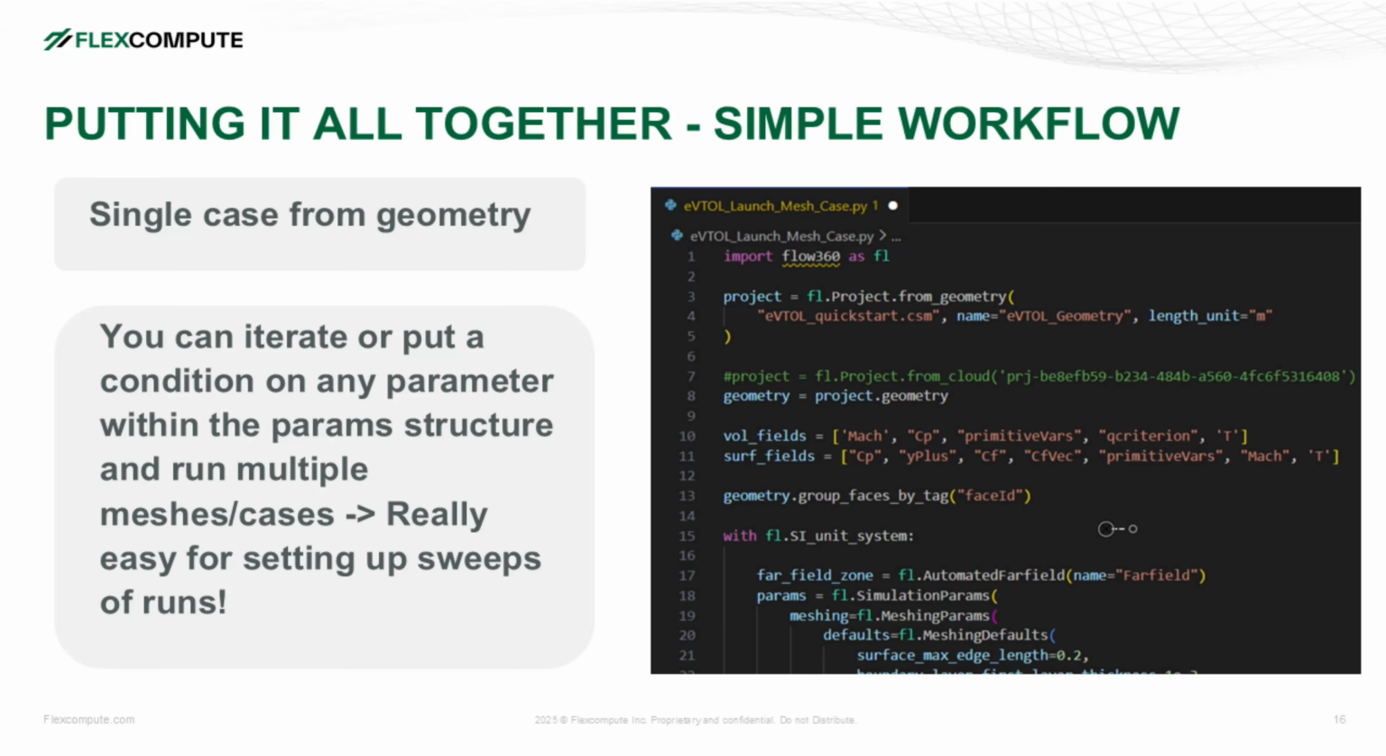To help explain this further, let's do a quick demonstration. What we are going to do is create a new project from geometry and then set up the mesh, case, output, and then launch the case. If at any point you need support on how to reference something, please go to the Flow360 Documentation API reference section.